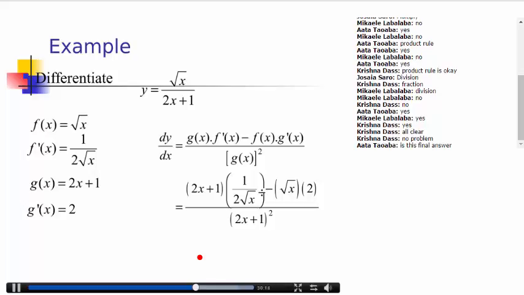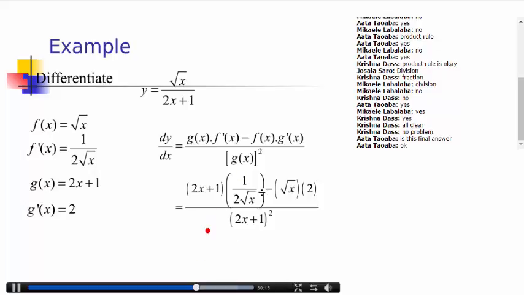Good. What about others? Yes, that's the final answer for solving this equation if we have to find the differential. If you want, you can further simplify this, but if you just apply the rule or the formula over here, that's fine. You will get your deserved marks. They won't deduct any mark from here. Is it okay?